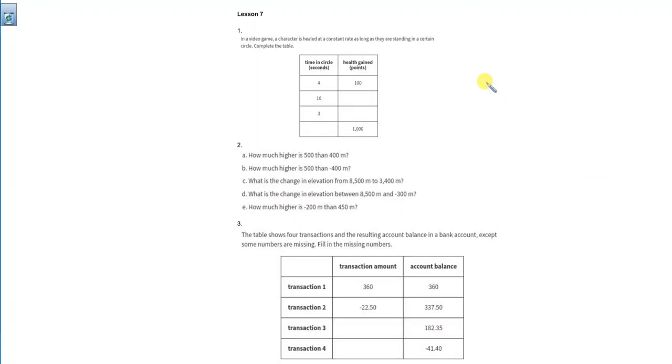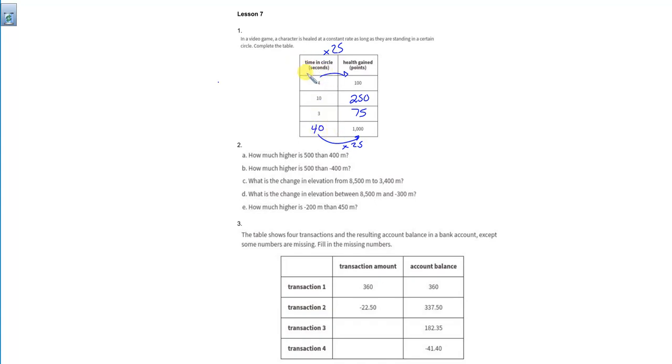Oh yeah. In a video game, the character is healed at a constant rate, so we have a proportional relationship here. I can go ahead and say that my constant is times 25, because 4 times 25 is 100. So 10 times 25, 250. 3 times 25, 75. What number times 25 would give me 1,000? Well, I need to do 1,000 divided by 25 to find that out. So 1,000 divided by 25 is 40, and that works.